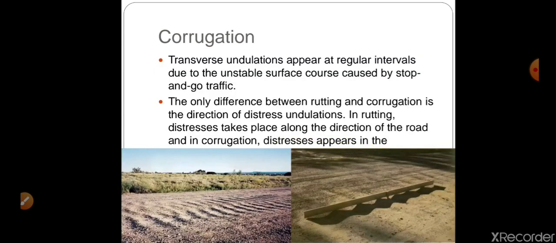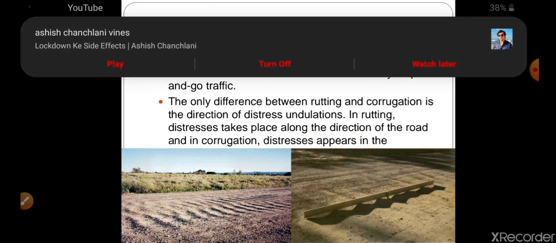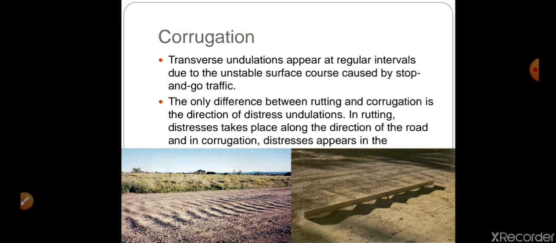Next is corrugation. You can find these are the corrugation. Transverse undulations appear at regular intervals due to an unstable surface course caused by stop and go traffic. Here, the only difference between rutting and corrugation is the direction of distress undulation. In rutting, the distortion takes place along the direction of the road only. And in corrugation, distress appears in this fashion: stop and go, stop and go, stop and go.